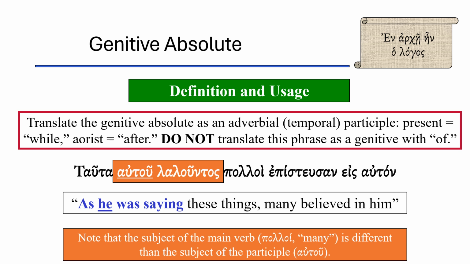So in the present, you might say while. In the aorist, you might say after, but do not give this phrase the genitive standard of. It's not indicating possession. As he was saying these things, many believed in him. Notice the subject of the main verb, polloi, many, is different than the subject of the participle. So we're getting our participle information and noticing that autou and lalountos are both in the genitive. This helps us to know that the genitive absolute should indicate to us to translate this with a temporal sense.